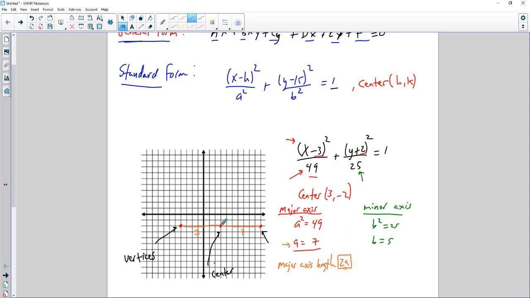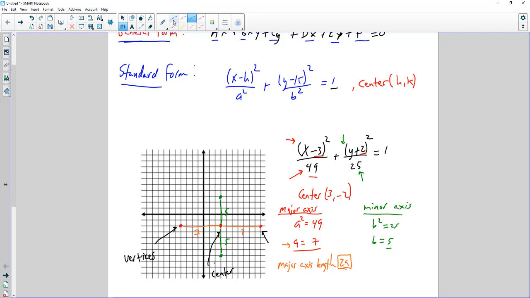Okay, so that means from the center, since this is underneath y, we're going to go up and down from the center 5. So we're going to go up 1, 2, 3, 4, 5, and down 1, 2, 3, 4, 5 when I draw this. Okay, so we have this right here. That distance is 5. That distance is 5. And that's called your minor axis. That's the shorter of the two.